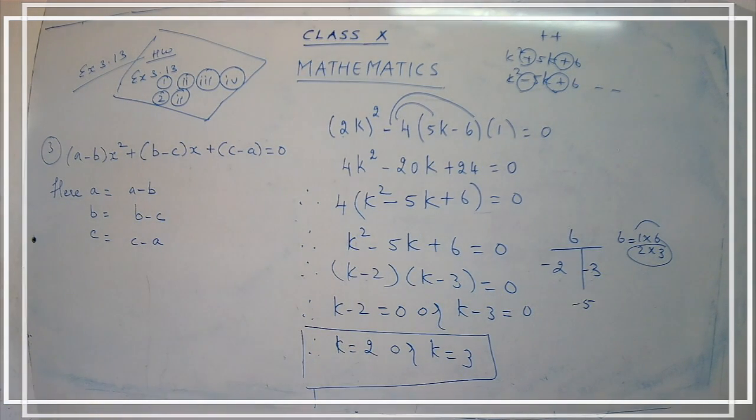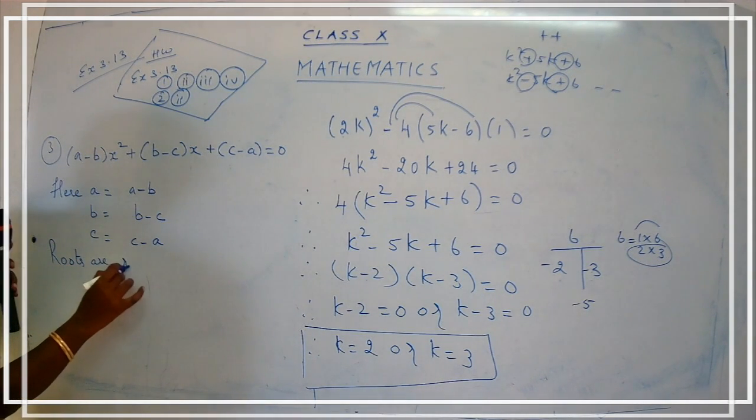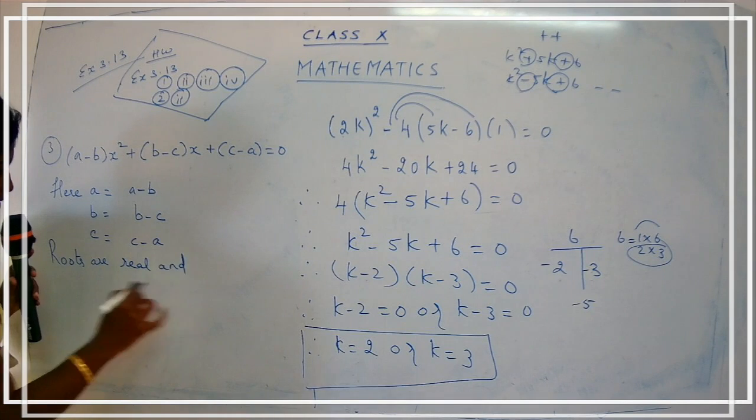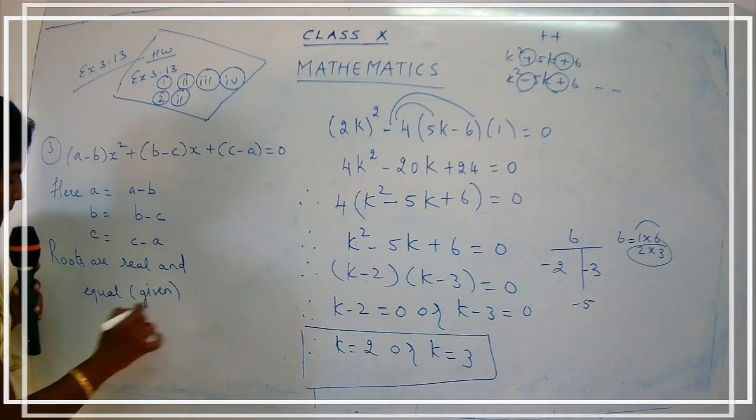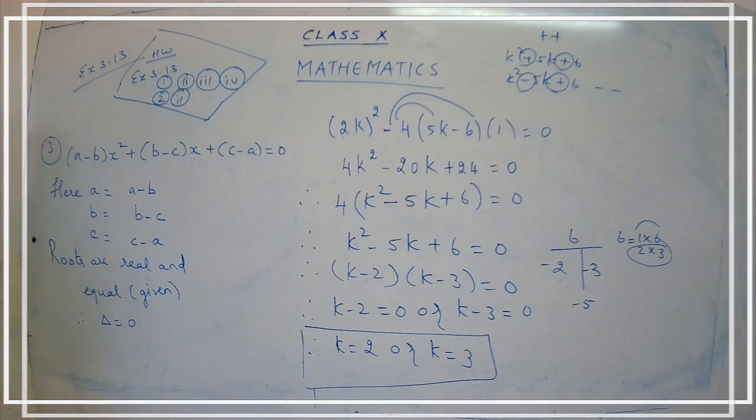What is given to you in the question? The roots are real and equal. Write down: roots are real and equal. This is given to you. Yes, so I'll put here given. Therefore, delta is equal to 0. If the roots are real and equal, we have to say the delta is equal to 0.